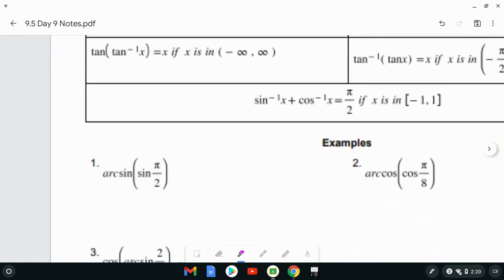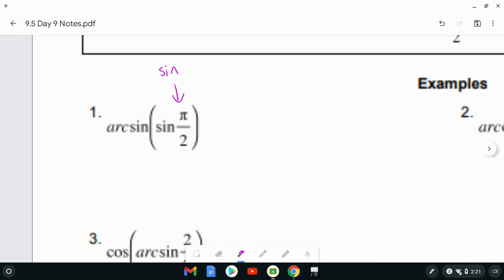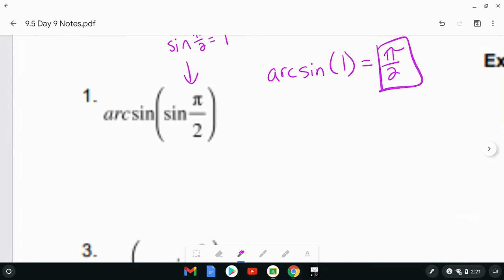Now, if we are trying to find the arc sine of sine of pi over 2, a good example here, because it's in our domain, you can find sine of pi over 2, it's 1, and then arc sine of 1 means what angle has the y value on the unit circle equal to 1? Well, that occurs at pi over 2. Using our properties listed above, as long as our angle is in those domain restrictions, these two can essentially cancel and you're left with the inside angle.